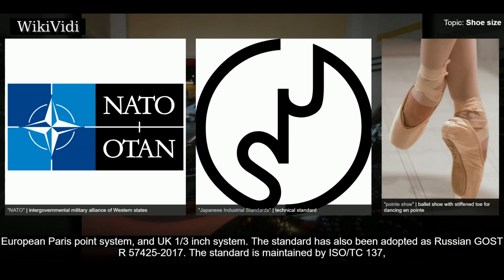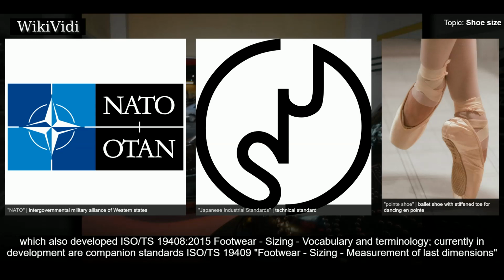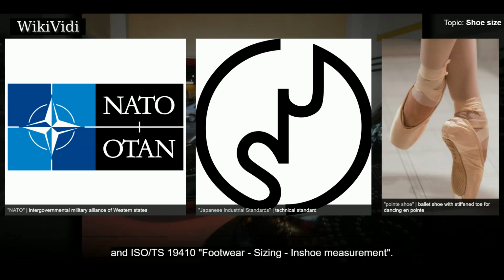The standard has also been adopted as Russian GOST R 57425-2017. The standard is maintained by ISO/TC 137, which also developed ISO/TS 19408 to 2015, footwear sizing vocabulary and terminology. Currently in development are companion standards ISO/TS 19409, footwear sizing measurement of last dimensions, and ISO/TS 19410, footwear sizing and shoe measurement.